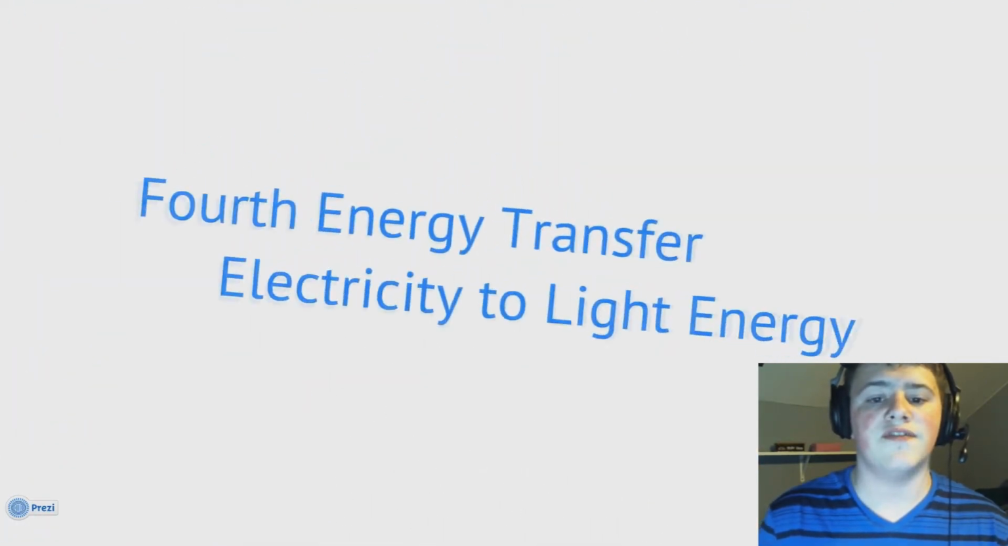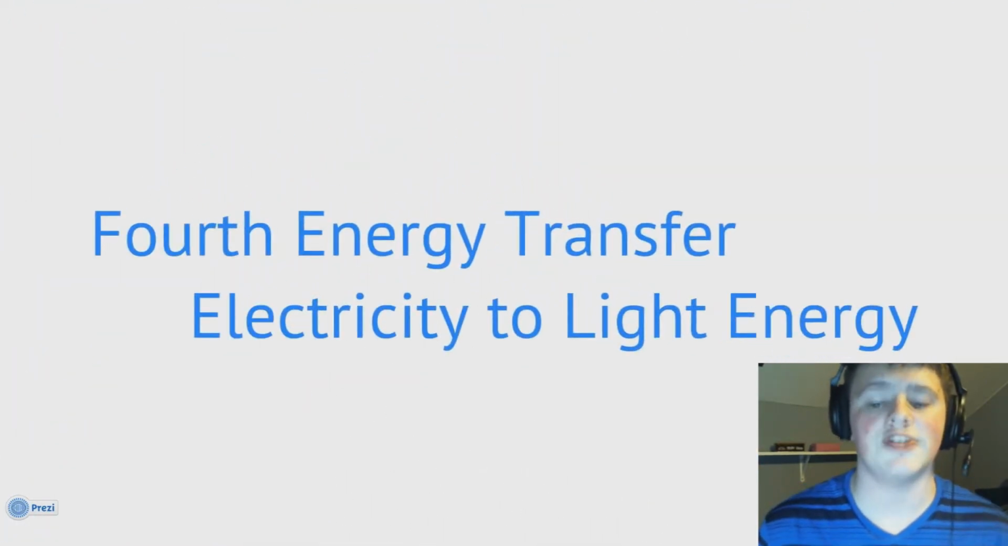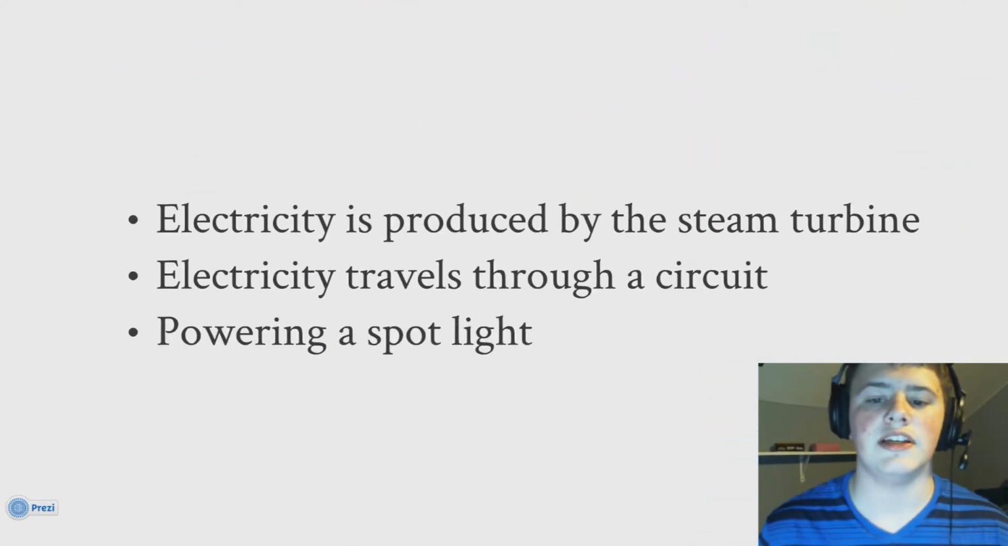So in this next energy transfer, it's going to be electricity to light energy. Electricity is produced by the steam turbine, and then the electricity is going to be traveling through a circuit. And then that electricity is going to be powering a spotlight.